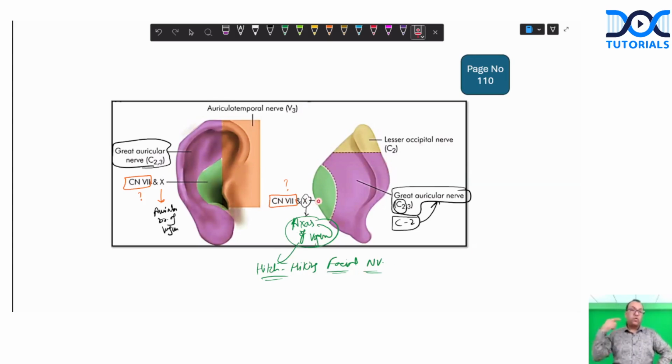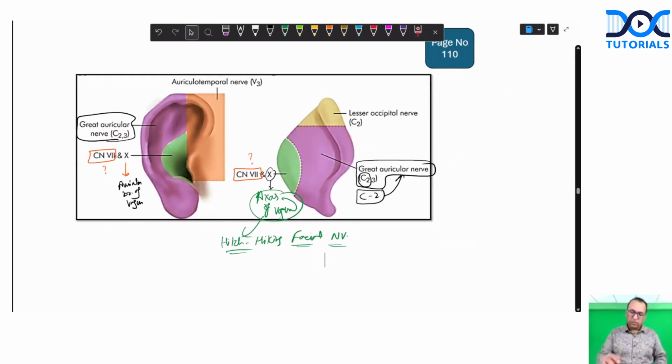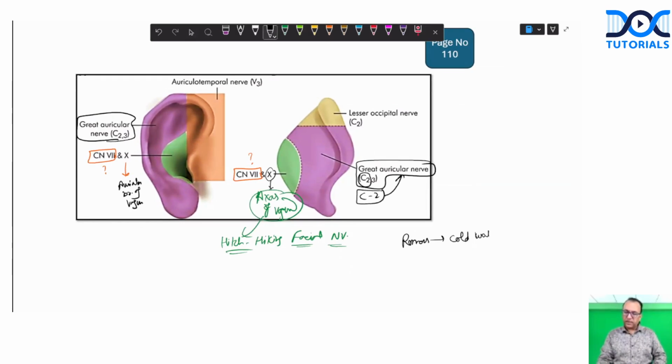Now, in olden times, the Romans would put some cold water into the external auditory canal, and that would irritate the vagus nerve. As the vagus nerve gets irritated, there is more gastric secretion, and they would do this before going to a big feast. So what were the Romans doing? In earlier times, they would put some cold water in the external auditory meatus, which would irritate the vagus nerve, the auricular branch of vagus.